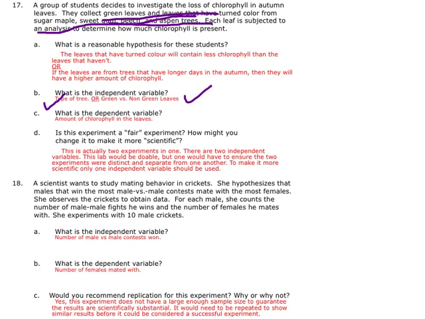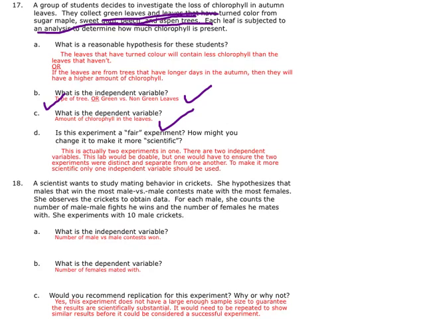Question 17C, what is the dependent variable? Well, it doesn't matter which way you look at it. It's the amount of chlorophyll in the leaves. So they're going to measure the amount of chlorophyll in the leaves, the difference between the green leaves versus the brown leaves, or the different trees, depending on which experiment you want to look at it from.